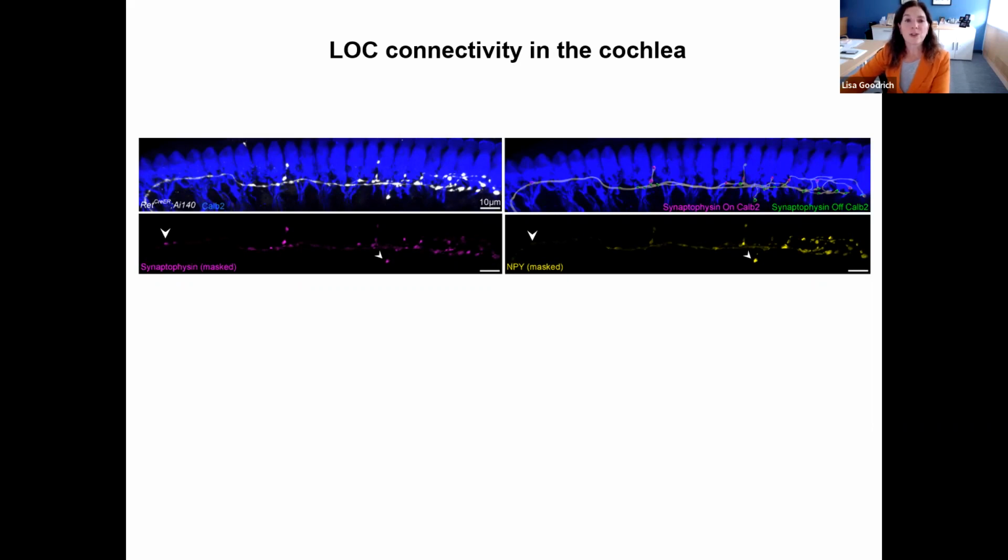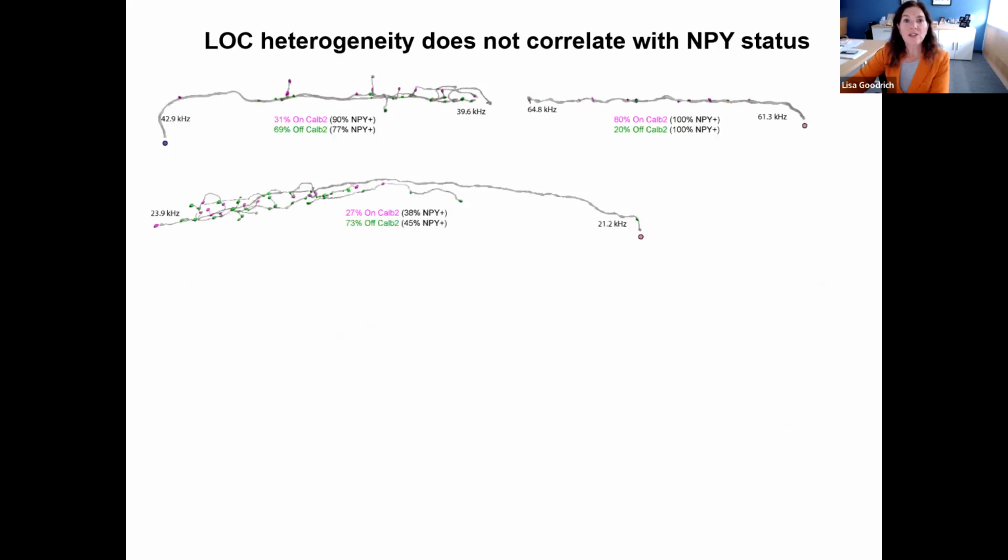So Austin went through very systematically and reconstructed, in this case, I'm just showing this reconstruction here, many LOCs, and then assessed what is the nature of their presynaptic puncta. Are they contacting calretinin? Do they express NPY? Are they on the pillar or the modiolar side? How long is the projection? How many frequencies does it span? And she did this for many, many LOCs and saw an incredible range of morphology, right?